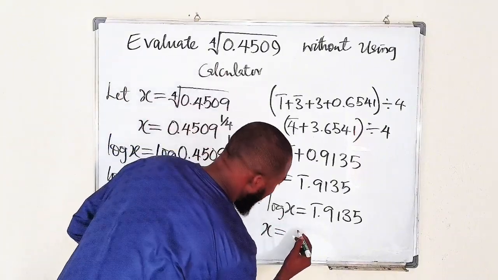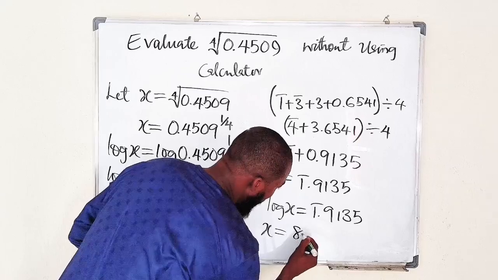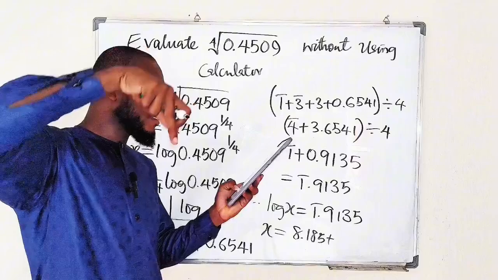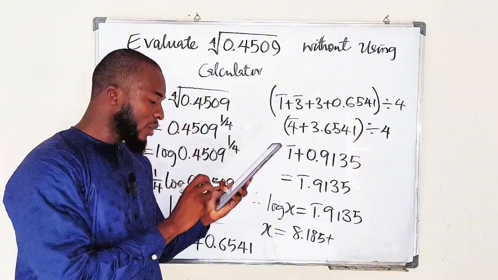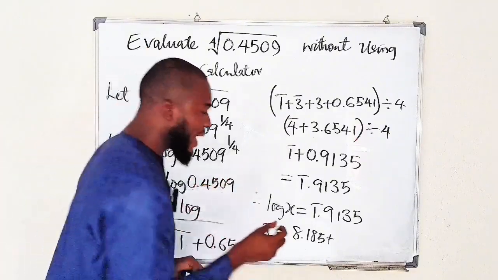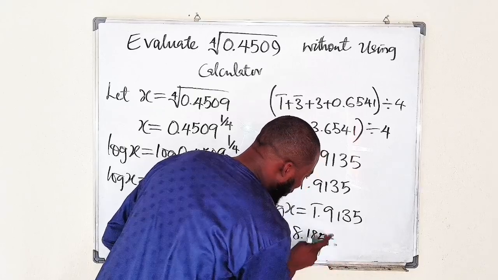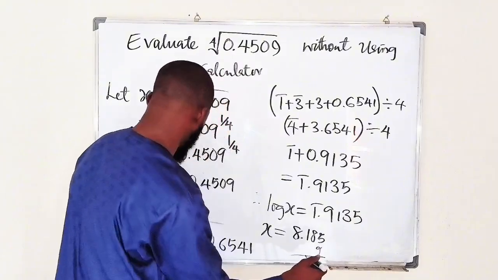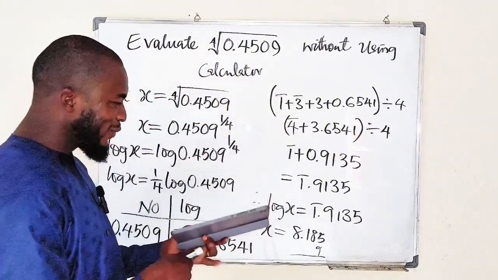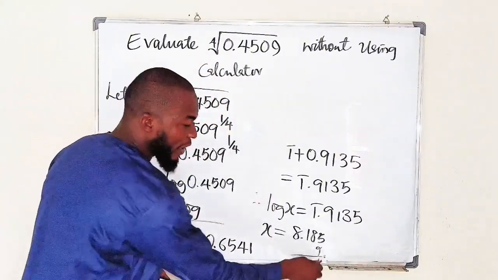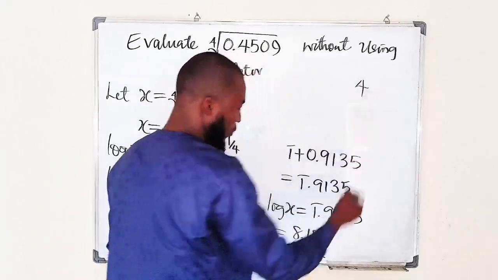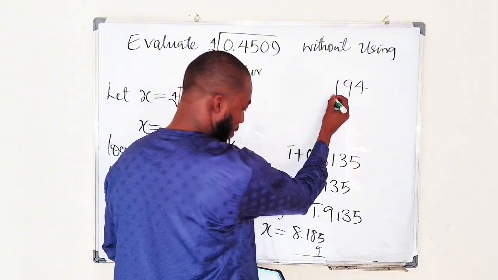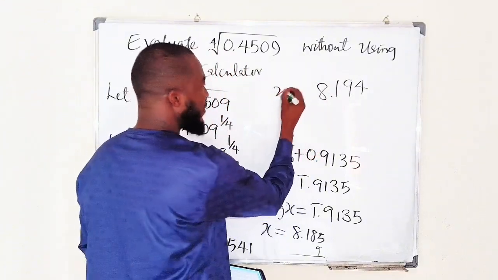Let me write it here. 8.185 plus difference of 5. You go to the last where it reads mean difference. Under 5, we have 9. So you add 9 to this number. This will give us, I don't have much space here, but let me move to the top. 5 plus 9 is 14, right? We have 1, you bring it here, it becomes 9. We have 1, we have point here. So this is our x value.